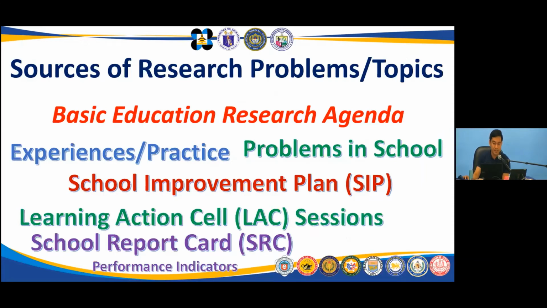Here are some sources of research problems that were tackled. We start with the basic education research agenda. And then you could also look into your experiences and practices in the classroom. Some problems in the school. You could also look into your school improvement plan. Also in your learning action cell sessions. You can also look into the performance indicators of your school report card. So I think those are good sources of research topics and problems.